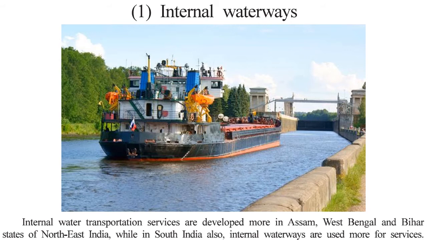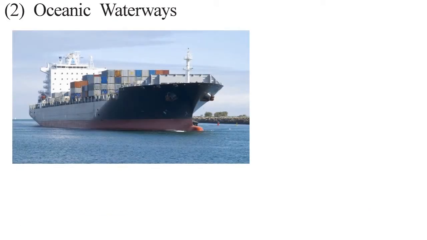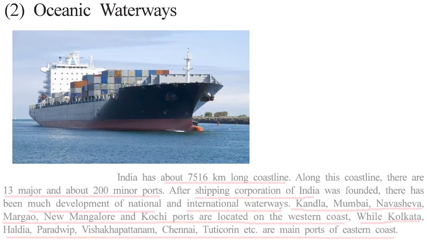Internal waterways are basically waterways in India, either using rivers or canals, or sometimes the big backwaters seen in the south, where the ocean water seeps into the ground and forms big saltwater lakes which are used for transportation services. So those are the internal waterways. Oceanic waterways are part of the coastal area of India.